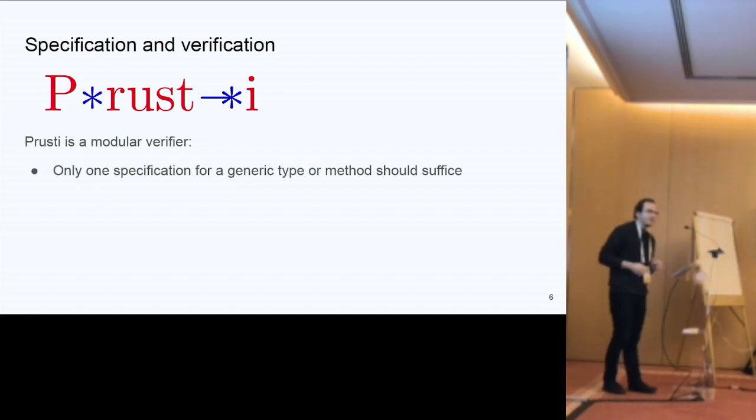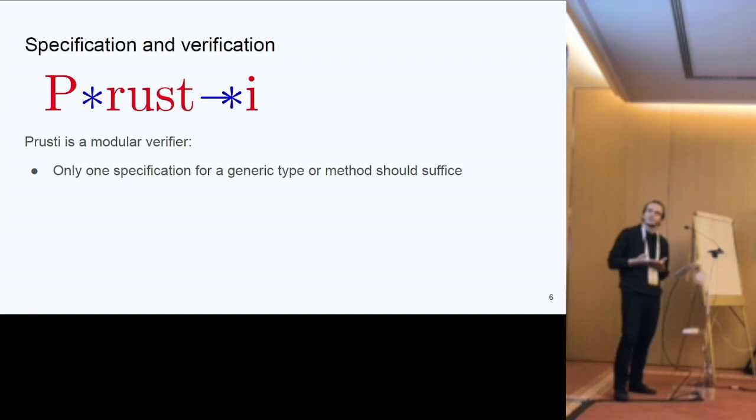Another thing that Prusti is, it is a modular verifier, and I mean method modular and type modular. So we would like to express the specifications once and for all. We want to have the specification for the iterator trait and for iterator implementations. It shouldn't be the case that for every single iterator chain that we build, we need a completely new specification.